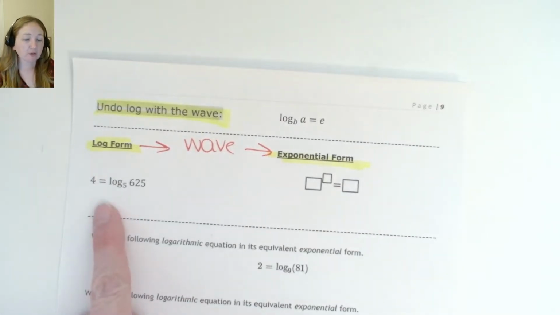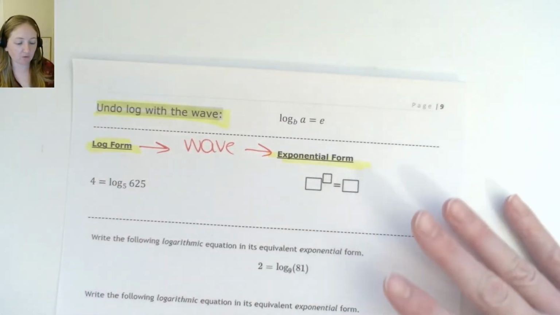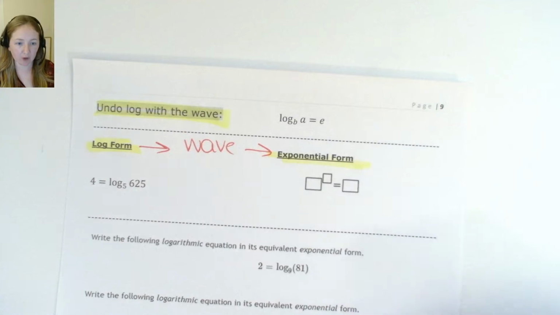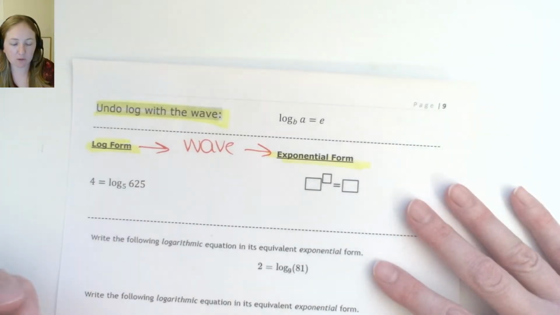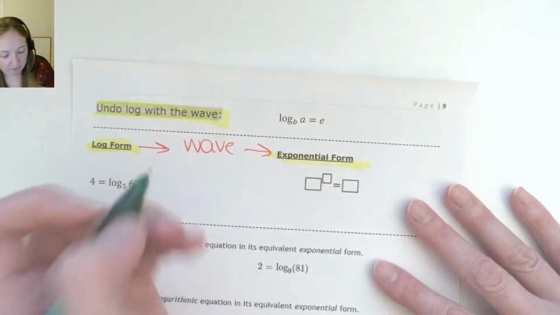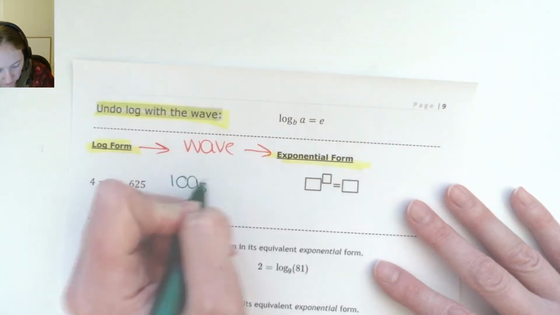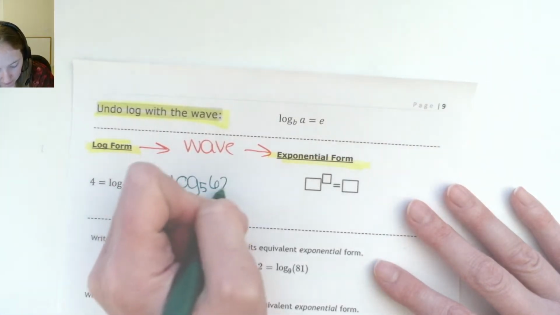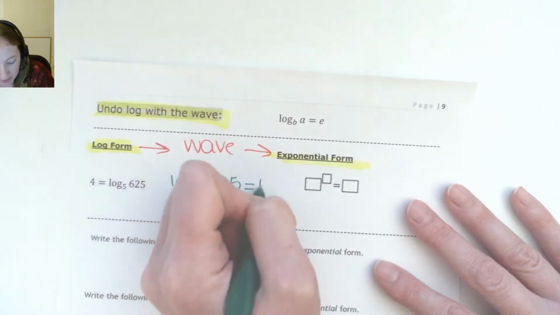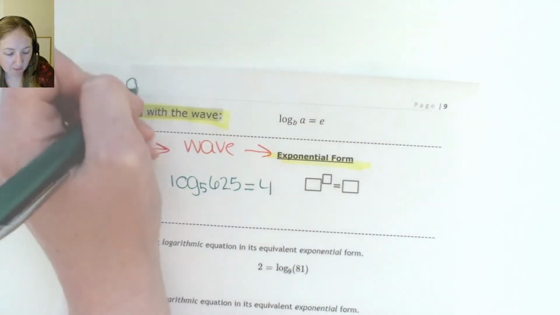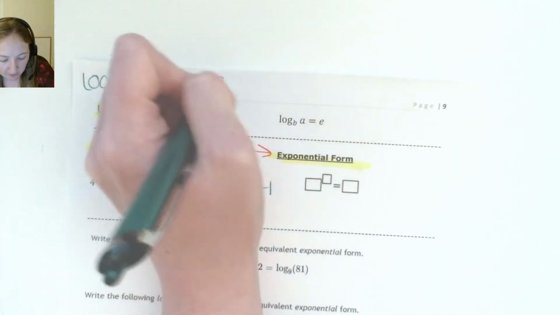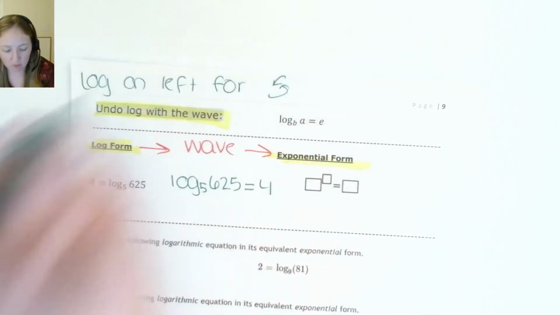So if you look here, the first thing to notice is that for the wave to work, your logarithm needs to be on the left. So they've given us 4 equals log base 5 of 625. First thing I'm going to do is rewrite this as log base 5 625 on the left equals 4. That's very important. So log needs to be on the left for the wave. So for this raise equal to.